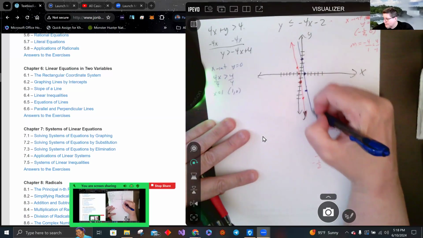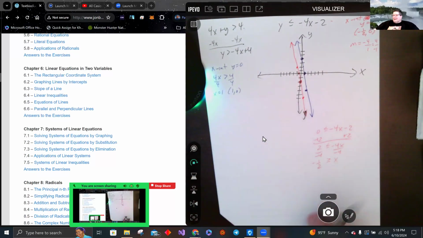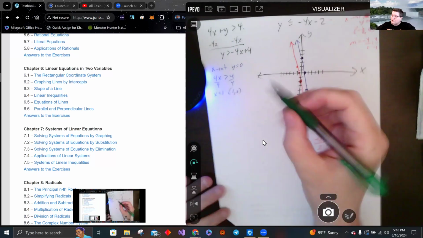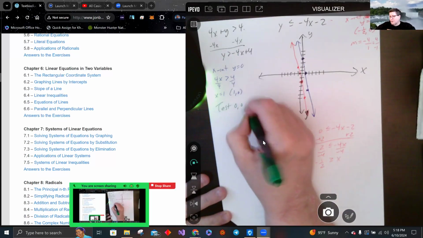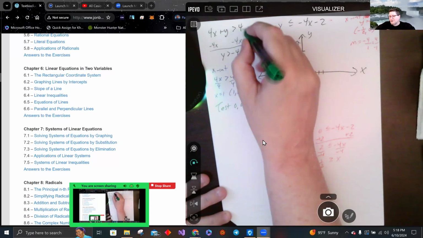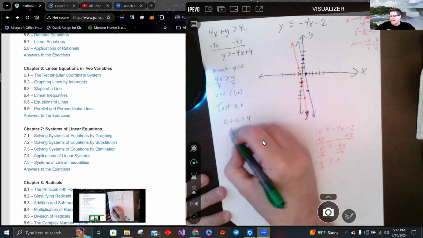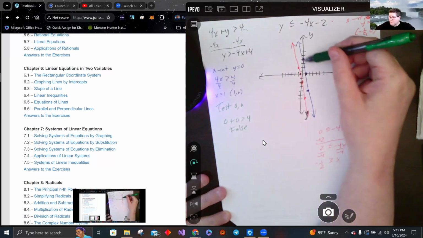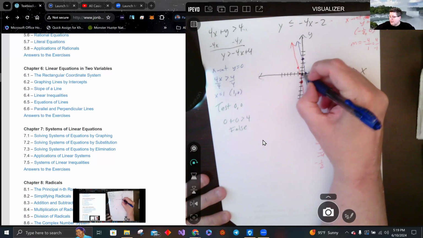So these lines are parallel. It looks like 0, 0 is on neither of them, which is nice, so we can test 0, 0 in both. Test 0, 0 on this one. I'm going to do it in the original equation. 0 plus 0 is greater than 4. That's false. So this is my plus 4 one. This one is up here. This is the blue line. And so the origin is right here.